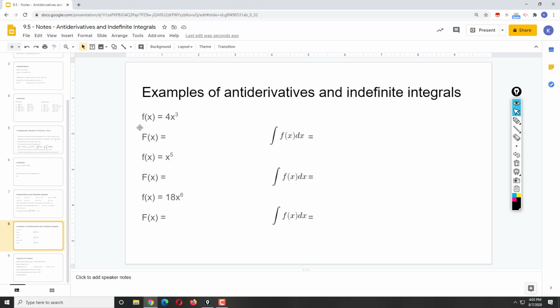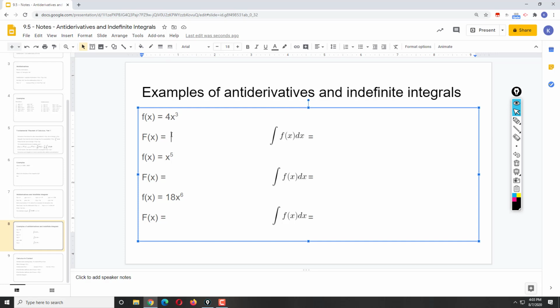So, some examples. If little f of x is 4x cubed, then we can say the antiderivative is x to the fourth power, plus any number is fine. So the indefinite integral of f of x dx is going to be x to the fourth plus c. If our function little f of x is x to the fifth power, then the antiderivative would be 1 over 6 x to the sixth power. Our integral would be 1 over 6 times x to the sixth power plus c.